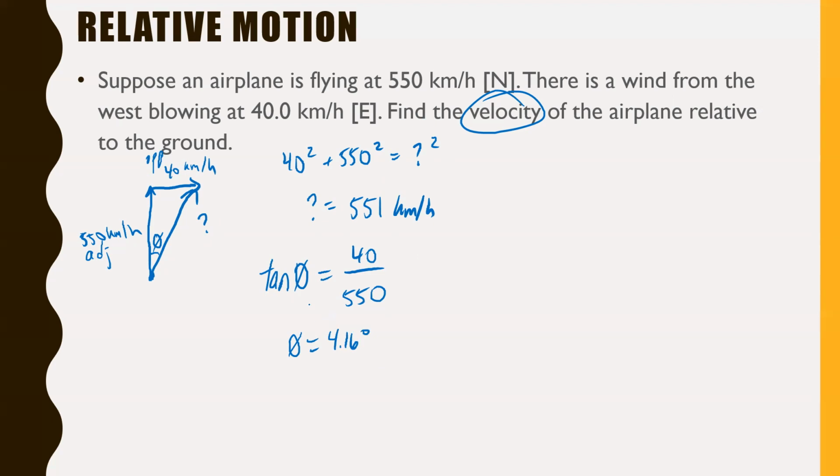Now here's where you got to be careful. Notice it's going north and then it's going east. So this would be 4.16 degrees east of north, because we went north first, so it's backwards, east of north.